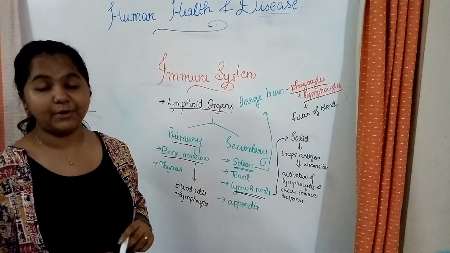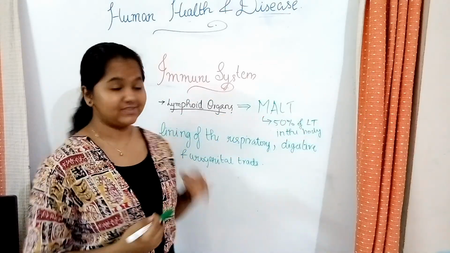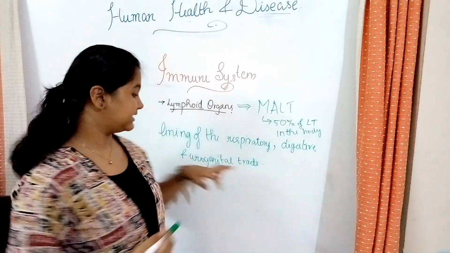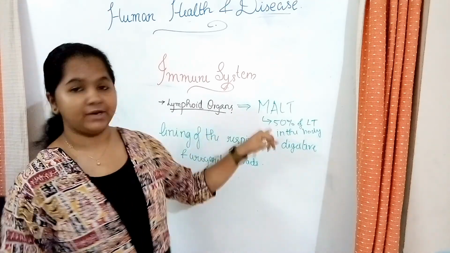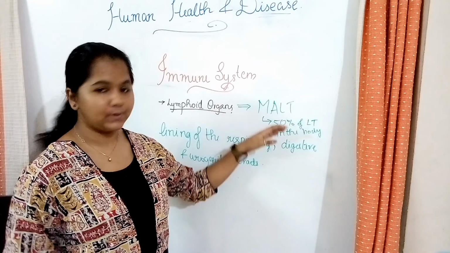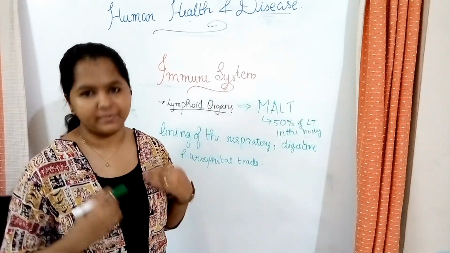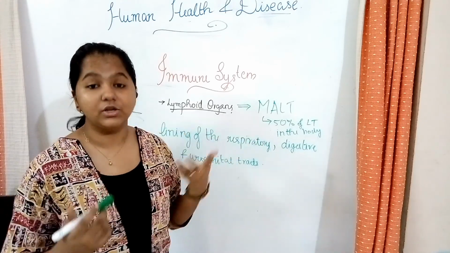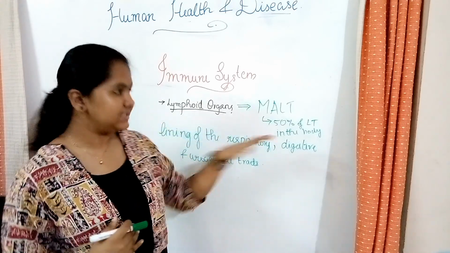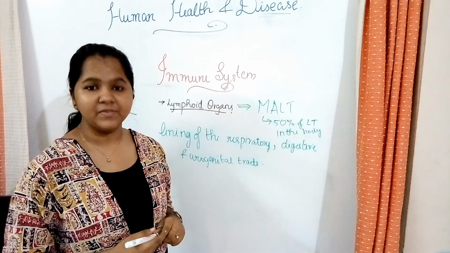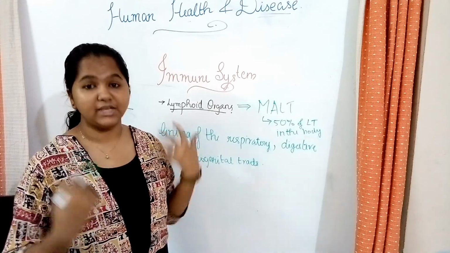So now let's see about lymphoid tissues. Lymphoid tissues are found in the respiratory tract, the digestive tract, and the urogenital tract. These are also called MALT, mucosal associated lymphoid tissues. They make up 50% of the lymphoid tissues in the human body. So now we have discussed what the immune system is inside a human body.